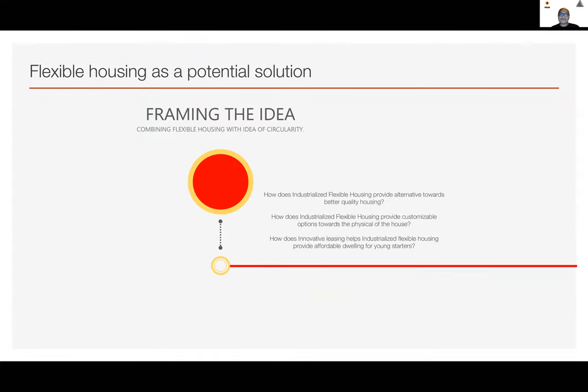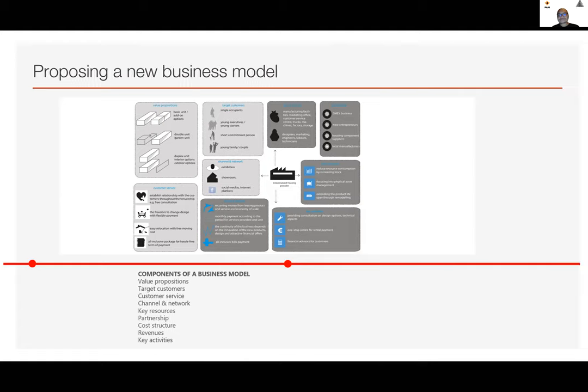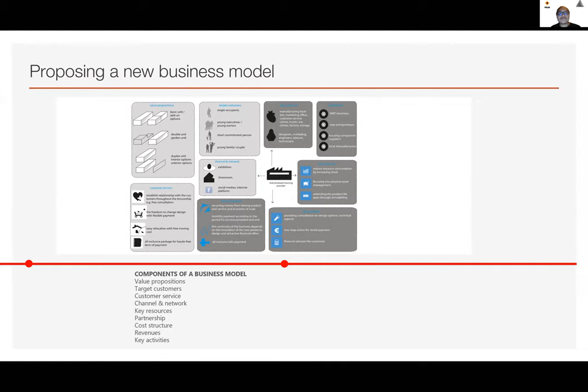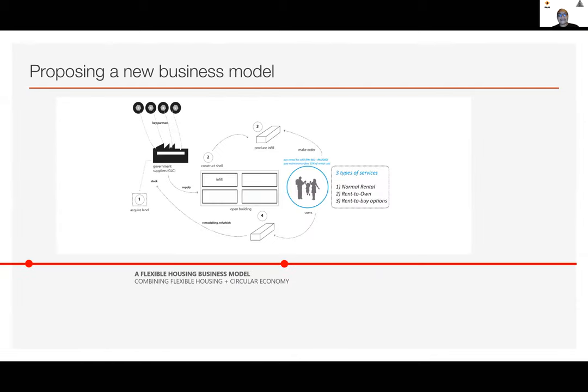So we frame the idea: we combine flexible housing with the idea of circularity. These are the questions that we want to formalize, and then we propose a new business model. These are the examples of the business model components: value proposition, target customers, customer service, channels and networks, key resources, partnerships, cost structure, revenues, and key activities. After that, we combine how we want to make the flexible housing leased, then removed and put back on the site.